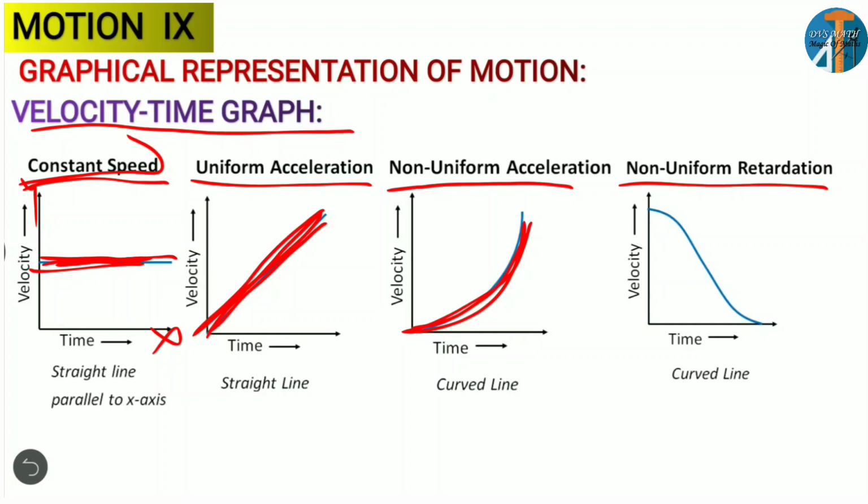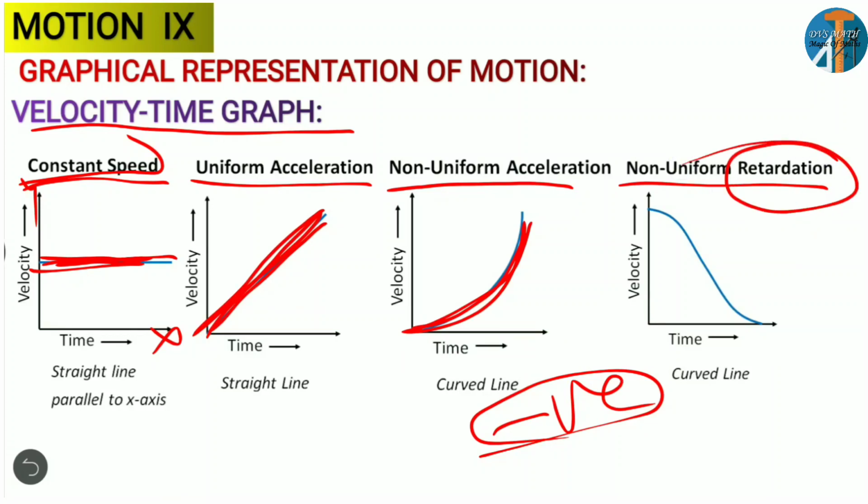What do you mean by retardation? Sometimes acceleration becomes negative, meaning the velocity decreases. If acceleration decreases and becomes negative, that type of acceleration we call retardation. Retardation means negative acceleration. Look here, the graph goes downwards. If it is a downward curved line, it is called retardation, that means negative acceleration. Clear?